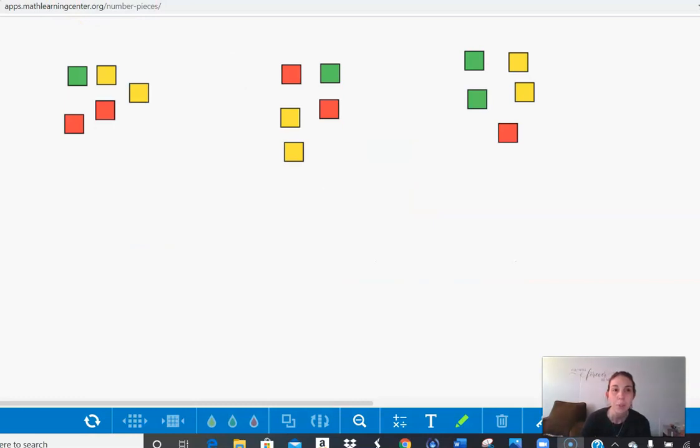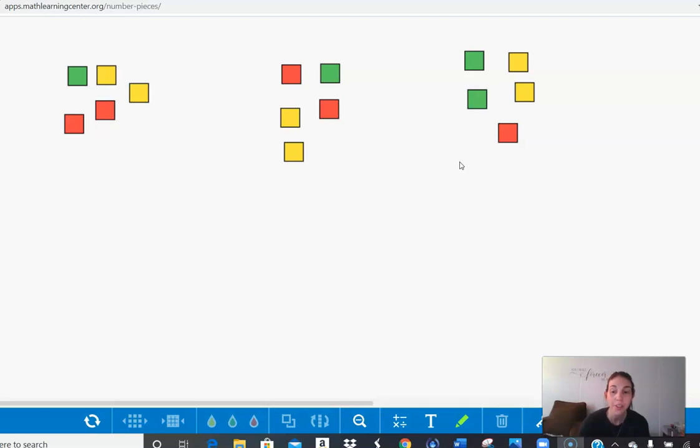This time, you will need 15 counters. And I want you to put your counters into 3 groups of 5. So I have 5, 10, 15. So take 15 counters and put 5 in each group. These are equal groups because they have the same number in each group.